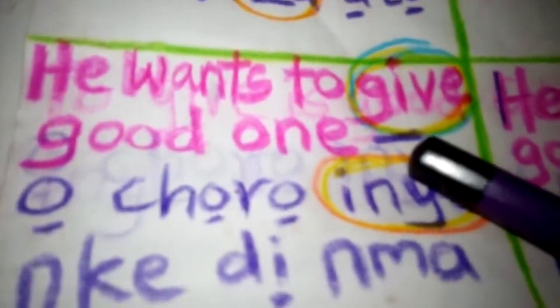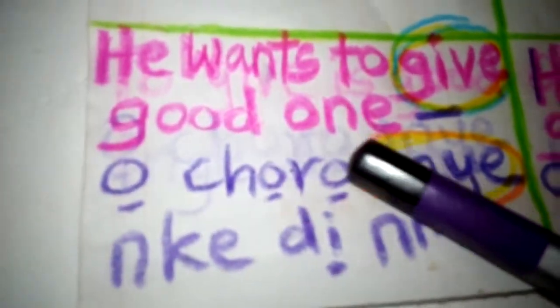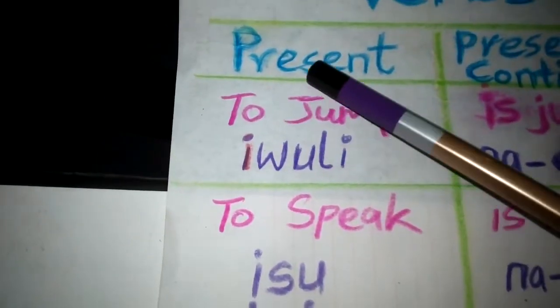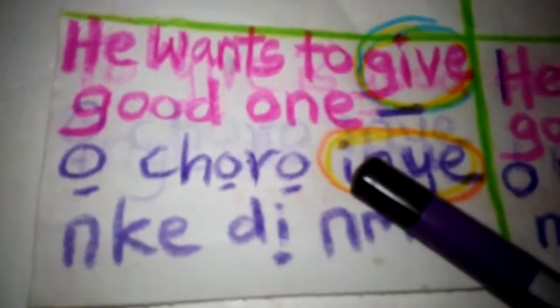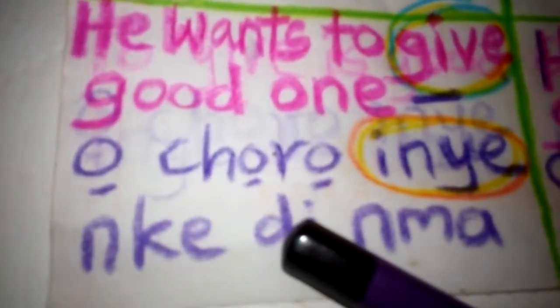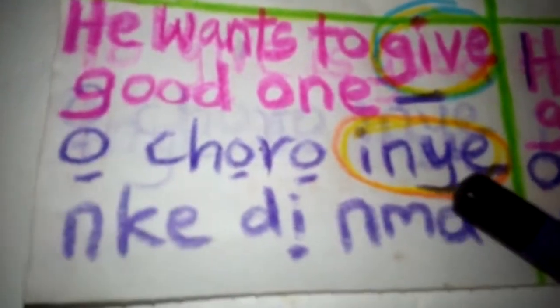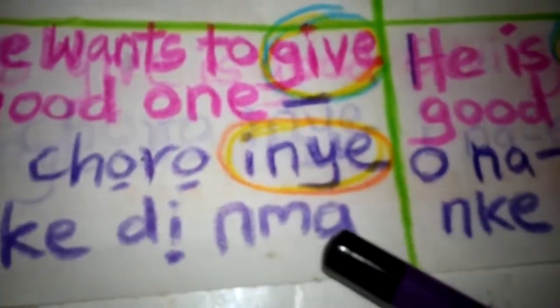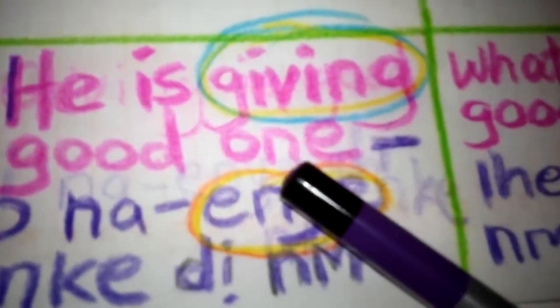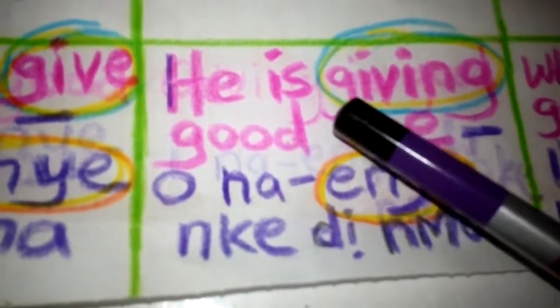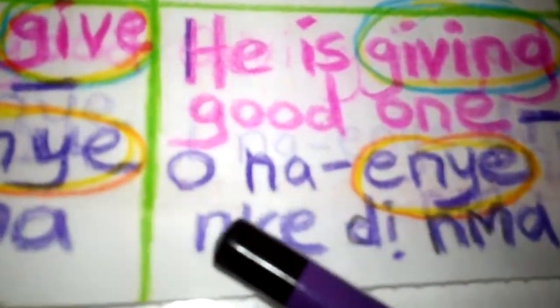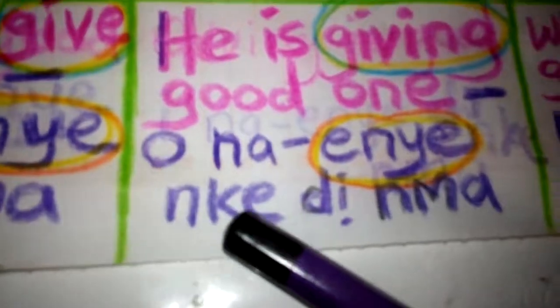He want to give good one. That's the present. Okay? Present. Ọ chọrọ inye nke dị mma. Okay? He is giving good one. He is giving now. He is presently giving continuously. Okay? Ọ na-enye nke dị mma.